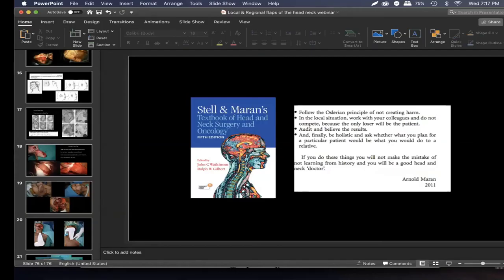So I'll have to talk about advancement flaps. If you have to talk about Burow's triangles, they're all part of advancement flaps and how to avoid a dog ear. So in lip reconstruction, I'll be able to talk about Burow's triangles and where to use them, where in the base the Burow's triangles are located, what should be the size. So I can do all that if we do a lip reconstruction talk.